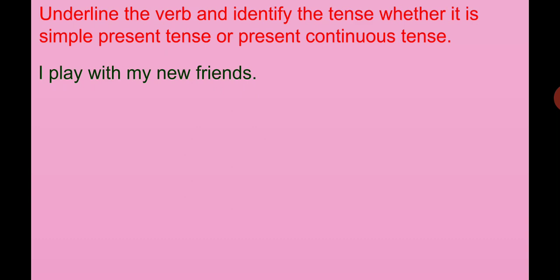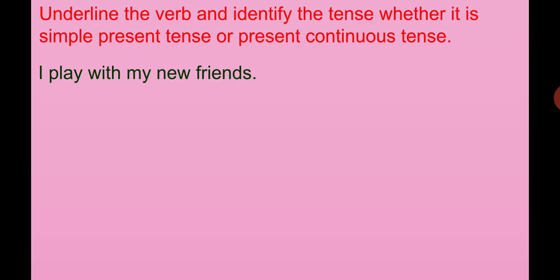In simple present tense, just remember that the verb is with s or es, or in the root form, right? And in present continuous tense the verb is in the ing form, and before the ing form of the verb there is is, am or are in the sentence. So you can identify both the tenses very easily.